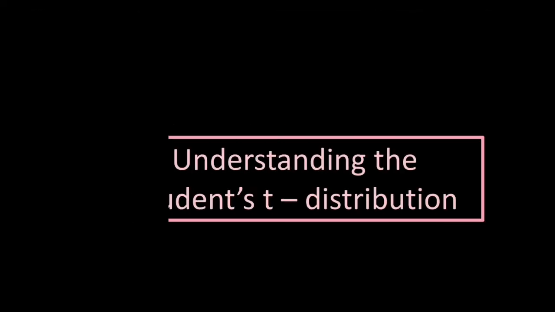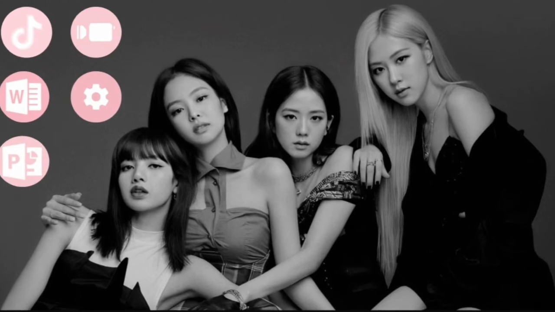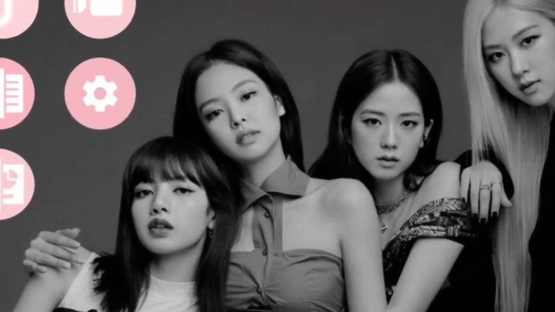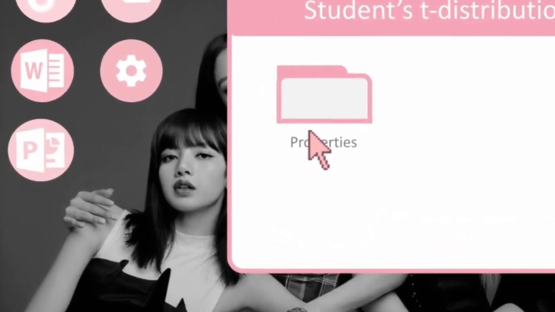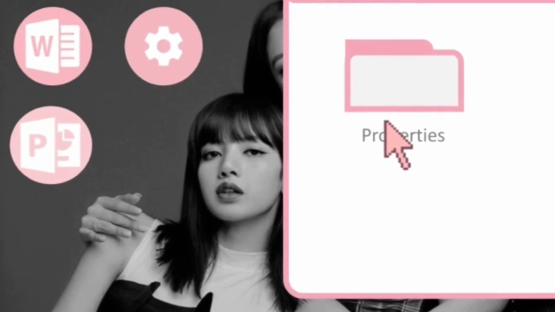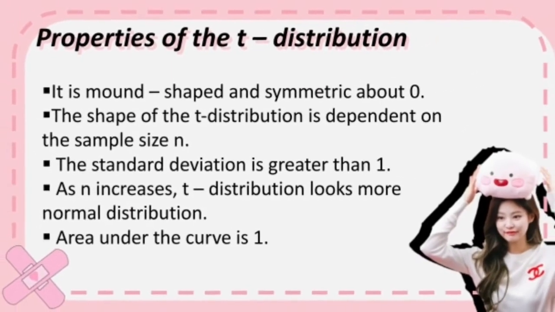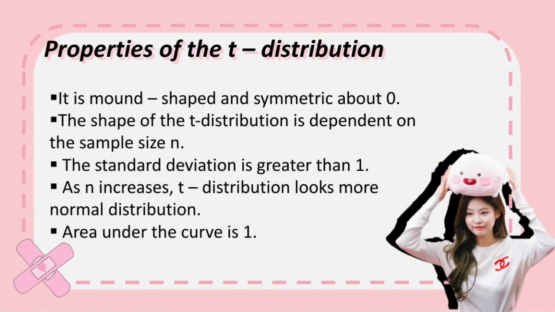So our lesson for today is understanding the student's t-distribution or mas kilala natin bilang t-distribution. Let us start with the properties of the t-distribution or what we call the student's t-distribution. Like the normal distribution, it is also bell-shaped or mound-shaped and it is symmetric about 0. The shape of the t-distribution is dependent on the sample size n.